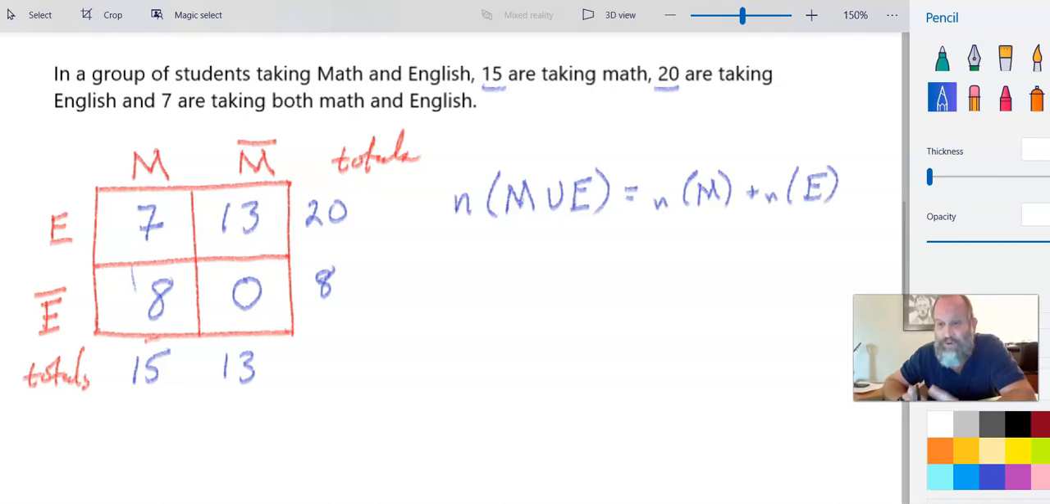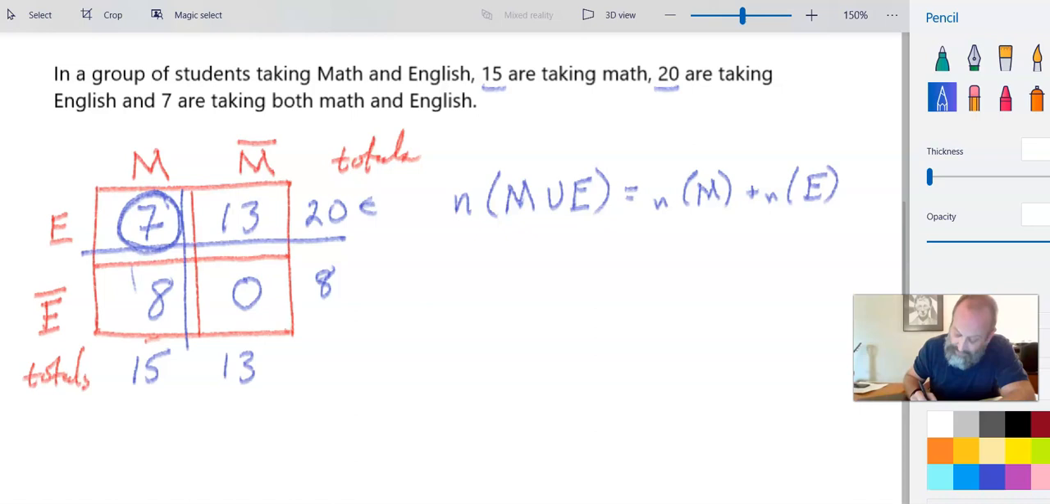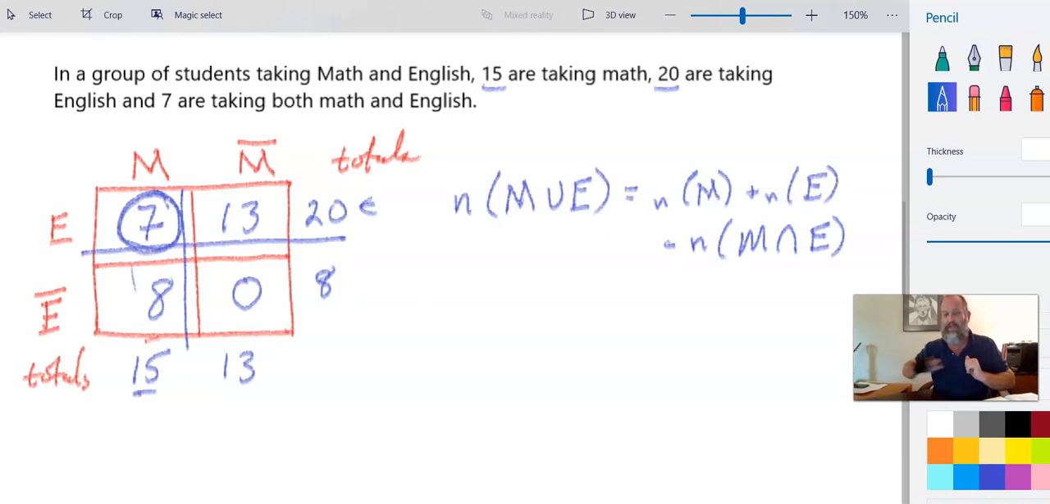But here's the thing. If you have people taking both, like in here, if I look at this English row here, I'm counting this 7 in the 20 I have here. And if I look at this column, I'm also counting the 7 in this 15. So I've counted it in there twice. I only want to count it one time. And so what I have to do with this whole business is subtract out the number of things that are in both, which would be M intersect E. So this right here is an intersection symbol, and that means it's both, right? It's both math and English simultaneously.